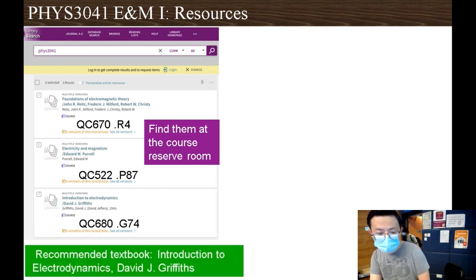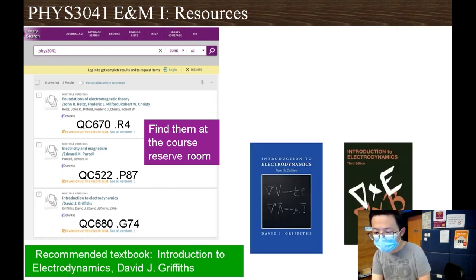The name is Introduction to Electrodynamics by David Griffiths. This textbook has many editions already, and you can find the third or fourth edition in the library. I think there are about 3 of them, and you can even find the first and second editions. There are 5 copies in total, and you can borrow one for 3 days, which should be enough for you to find what you want.